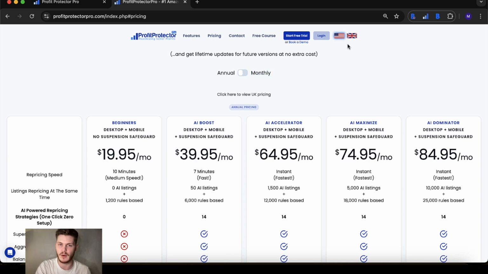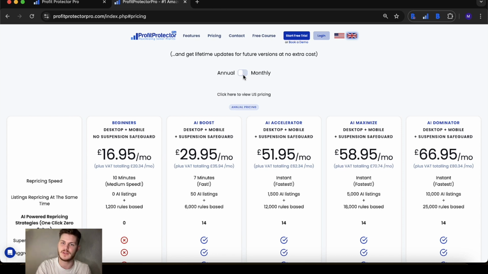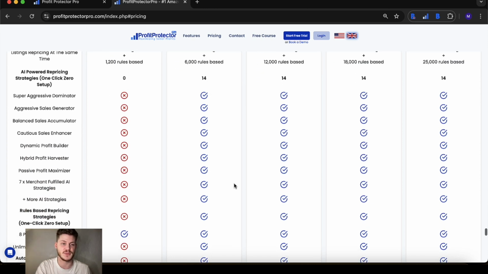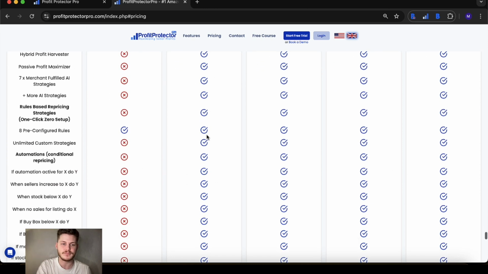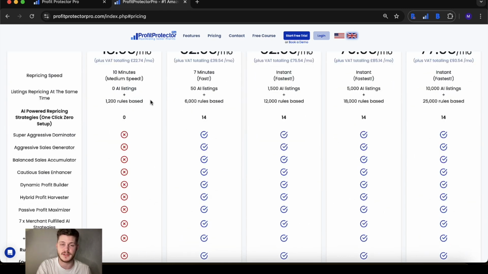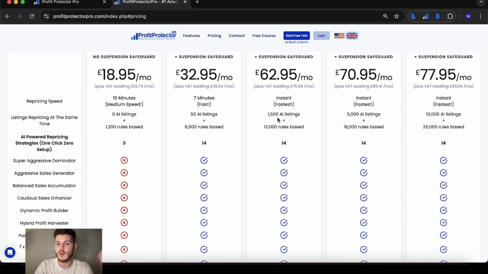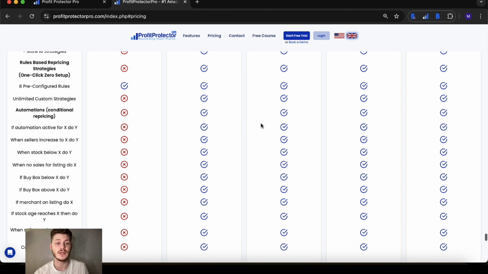And of course, it's up to you what it is that you want to do. So there's both UK and US pricing. You can change that by choosing the right flag at the top of the page. And obviously the differences between the plans are all listed on the website. So that will include repricing speeds, the amount of AI listings that you can have. So those are the ones where you can apply a smart strategy. So you've got 0 on this lowest plan. You can have 50 smart strategies on the next plan up, 1,500, 5,000 and 10,000. And of course, loads of rule-based ones. So yeah, all of the differences can be found here.